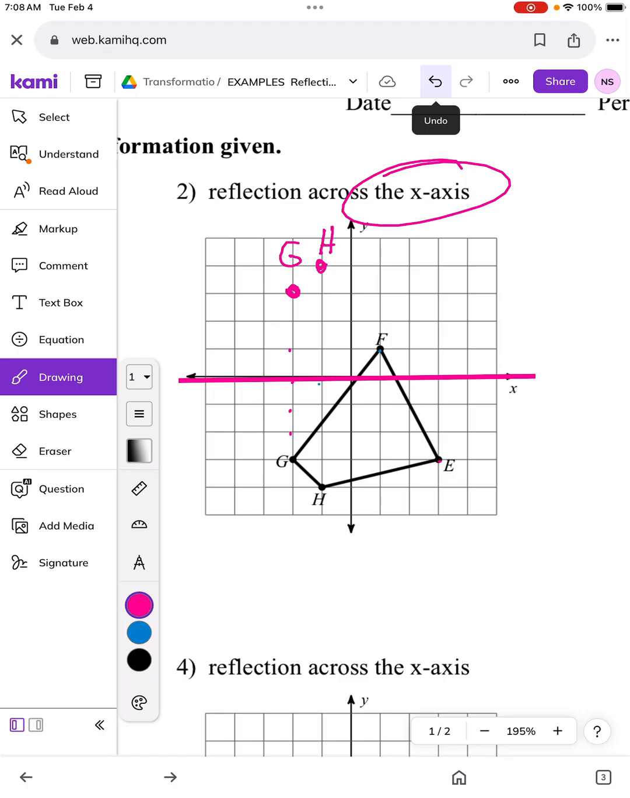Now F is above the line, so I have to go down, but that's okay. We're going to the line. So go down 1 to get to the line and go down 1 again to get past the line. That's it. E is below, so we have to go up again. Not a big deal. We're going 3 to go up to the line and then 3 more past the line, and that is my E. And now I can connect my points to draw my shape.